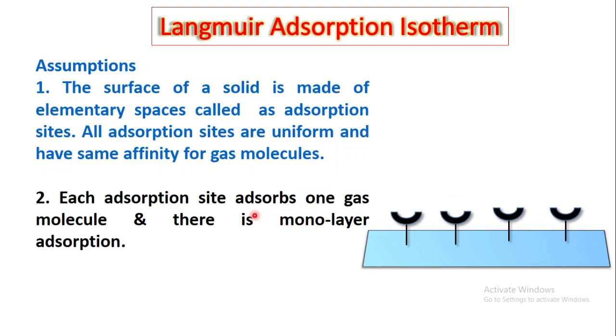Second assumption: each adsorption site adsorbs one gas molecule and there is a monolayer adsorption. This means each site will adsorb only one gas molecule. For example, look here, each site is occupied by only one gas molecule. The second half of this assumption is that there is a monolayer adsorption. Monolayer: only one molecule is adsorbed by each adsorption site. Mono means one, a single layer.